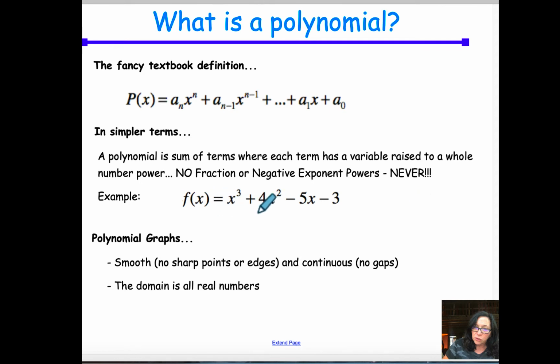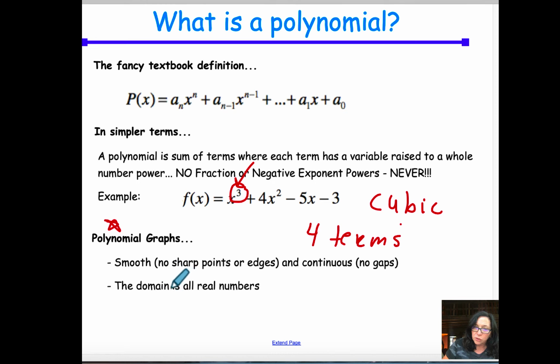This is 4 terms, so 1, 2, 3, 4, so that's 4 terms. And additionally, if you look at the highest power, that's going to represent what kind of a polynomial it is. So because it's the third power, this would be called a cubic polynomial or a 4-term cubic polynomial, okay?